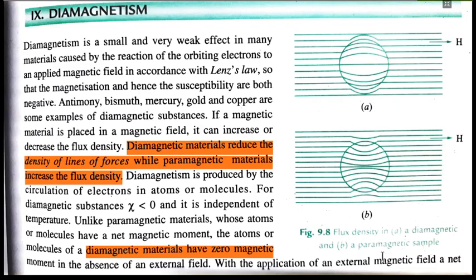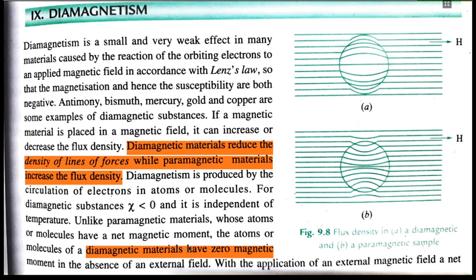What is diamagnetism? As we have seen in the previous PowerPoint presentation, a diamagnetic material reduces the density of the lines of force while a paramagnetic material increases it. So here two figures are given. Here the circle is the body, a diamagnetic magnetic material, so it starts repelling, and the density of the lines of force has decreased. That's why they have written that it reduces the density of lines of force. Whereas if it were a paramagnetic material, it would attract the lines, because they have positive susceptibility and therefore it is happening.